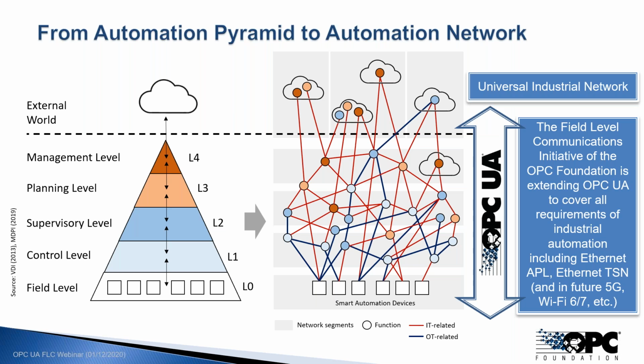And we are doing this by extending the OPC UA framework for all that is needed for automation, factory automation and process automation, and combining OPC UA with underlying standards like advanced physical layer and time-sensitive network, as well as in future 5G, Wi-Fi 6, Wi-Fi 7.